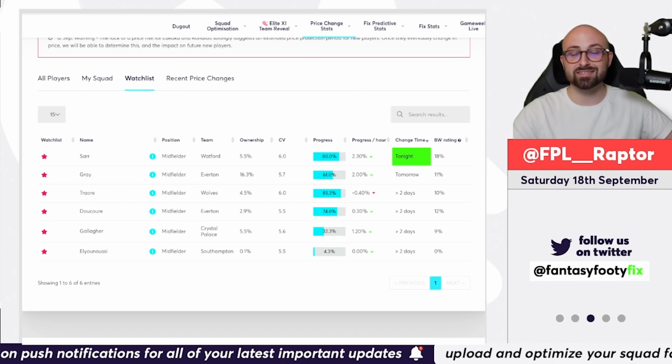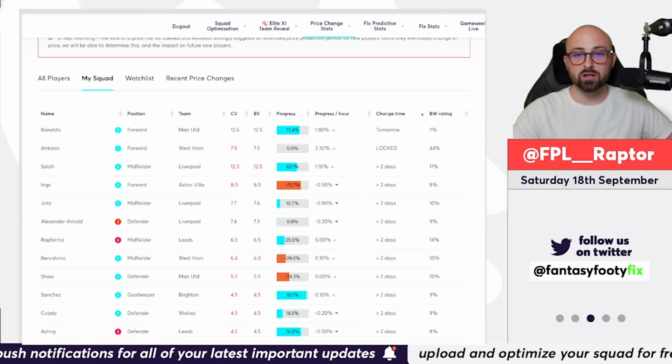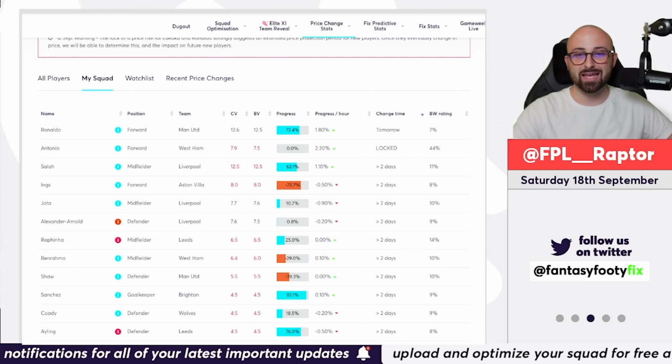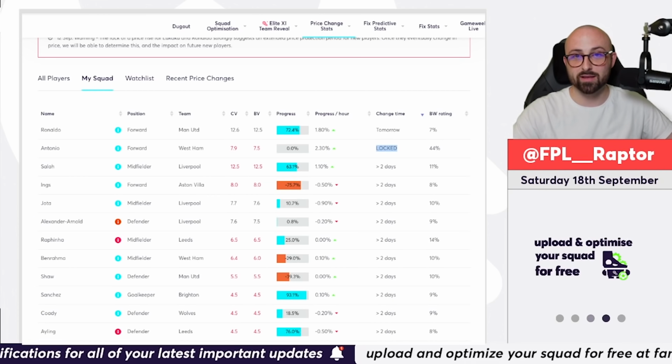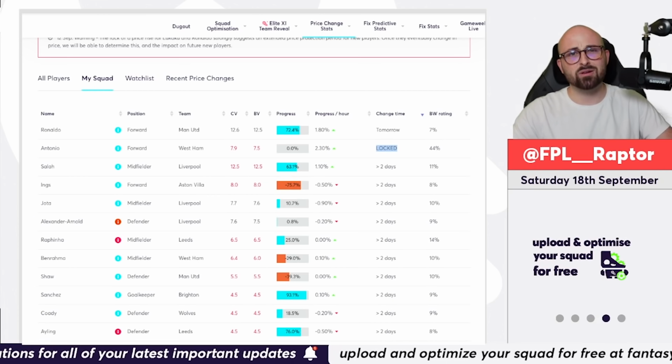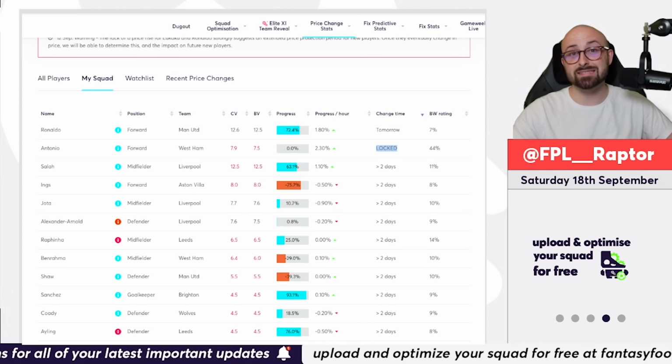I think check your price changes. It allows you to build up team value. One that I just wanted to quickly bring your attention to is you can see Mikel Antonio is locked in price. And you may be thinking, why is Mikel Antonio locked in price? He was just injured, no, he's not. And that is enough to lock a player.